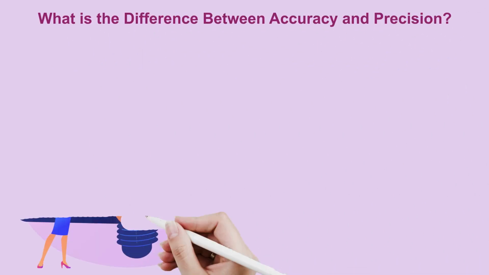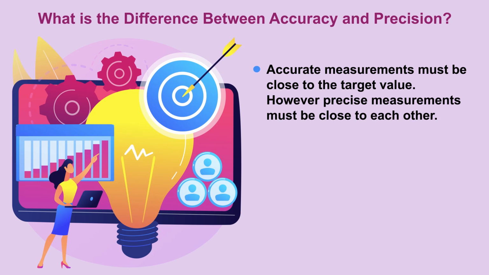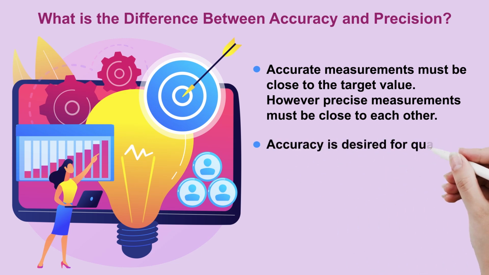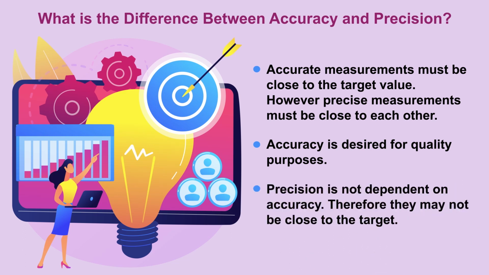What is the difference between accuracy and precision? Accurate measurements must be close to the target value. However, precise measurements must be close to each other. Accuracy is desired for quality purposes. Precision is not dependent on accuracy. Therefore, they may not be close to the target.